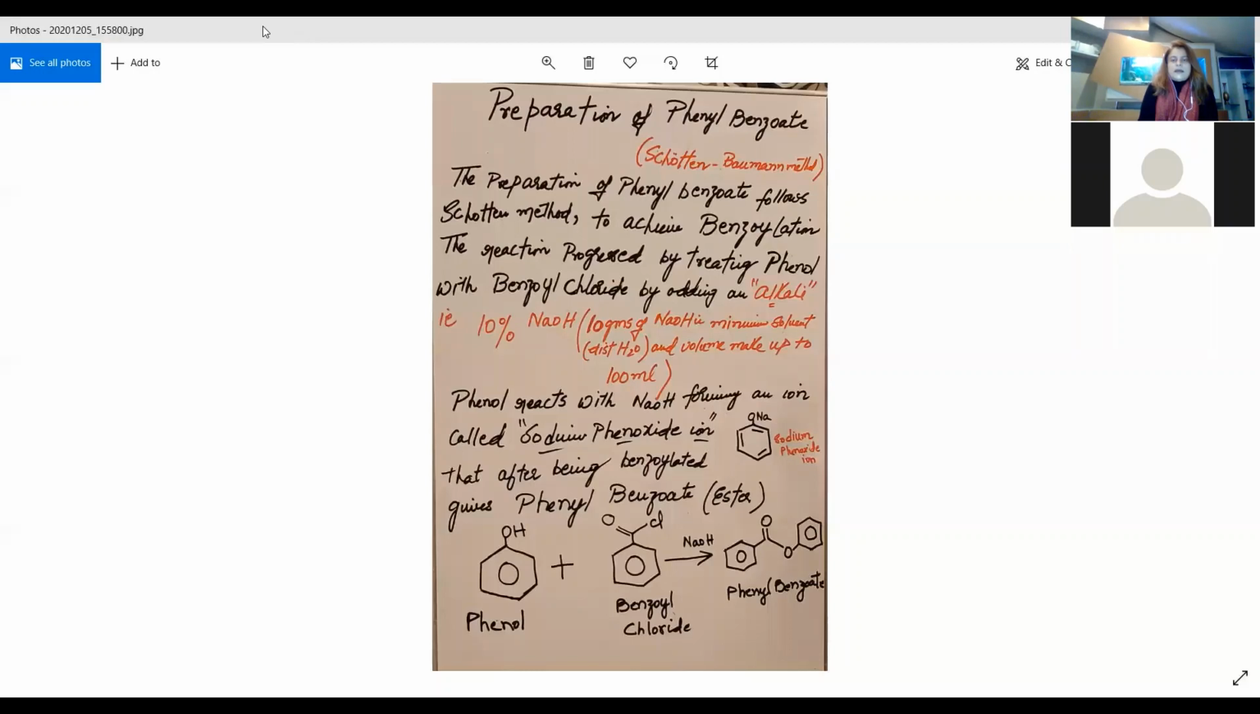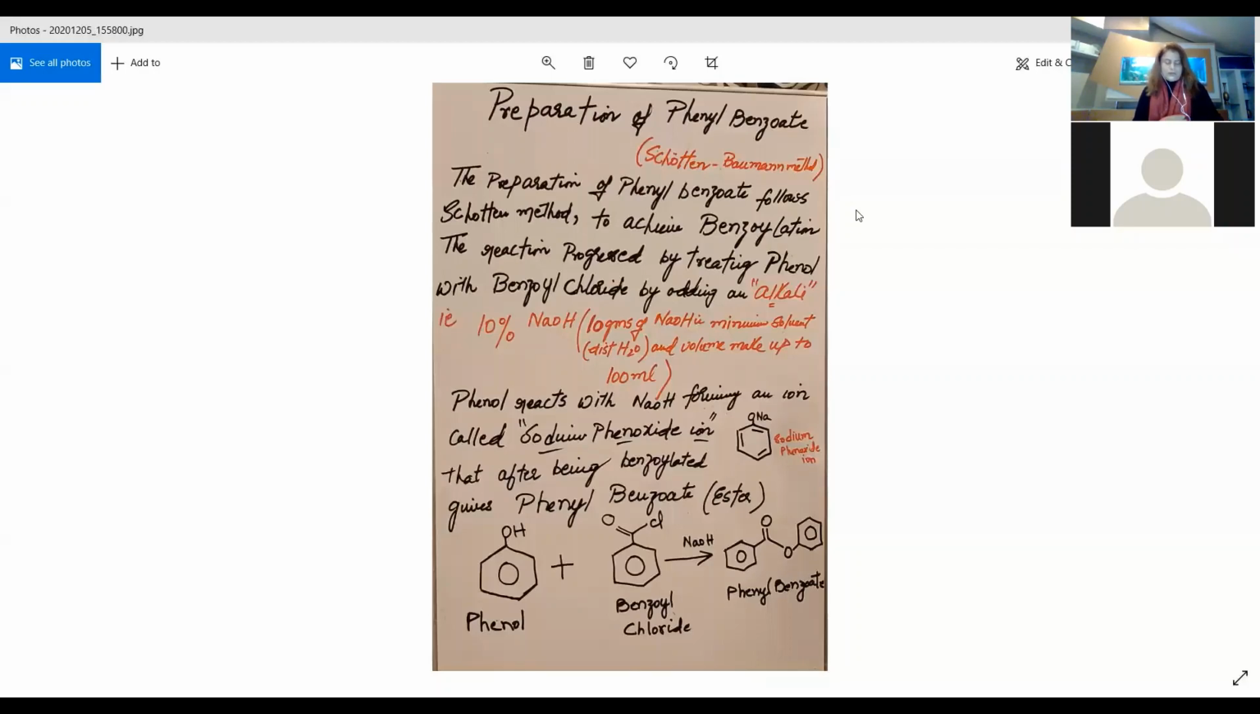Still people are joining. I have admitted all. Okay, so the preparation of phenyl benzoate follows basically the Scott-Bowman method to achieve benzoylation. As I just mentioned earlier, this is the process of benzoylation. The reaction progresses by treating phenol with benzoyl chloride, right? By adding an alkali, that is 10% sodium hydroxide.